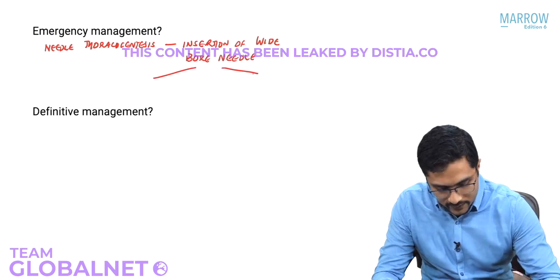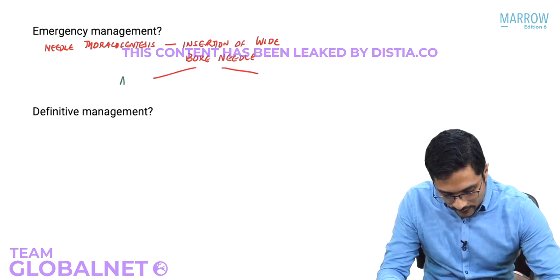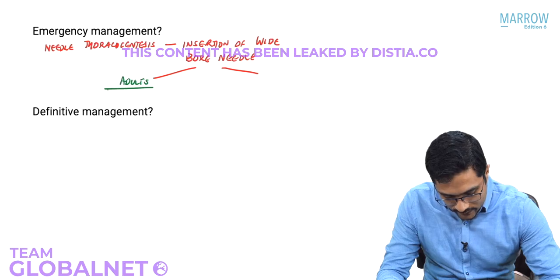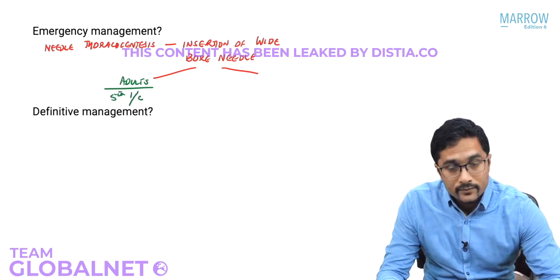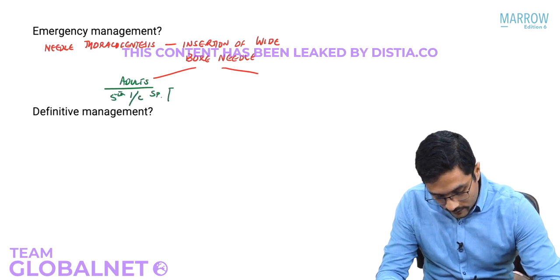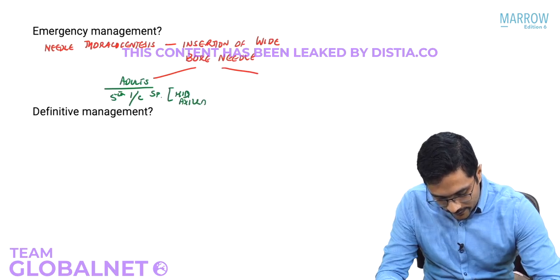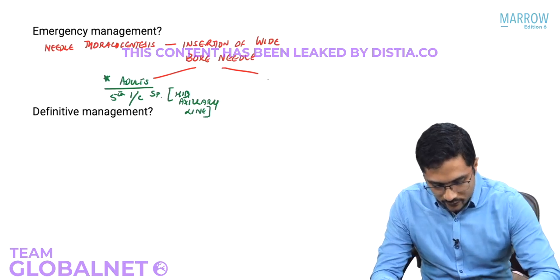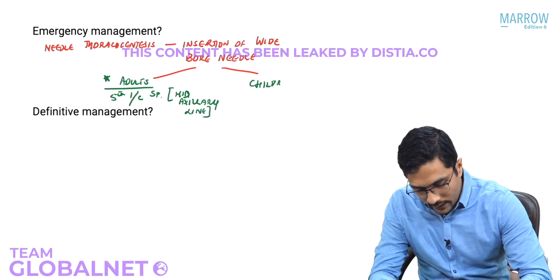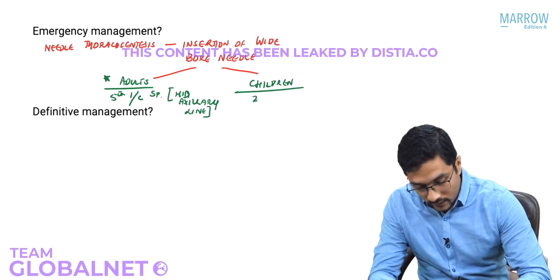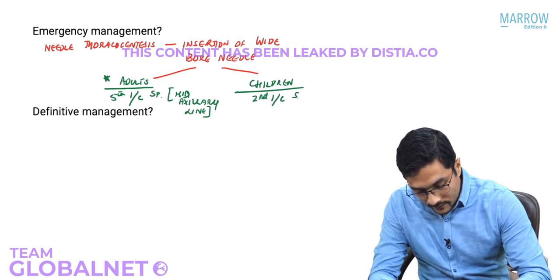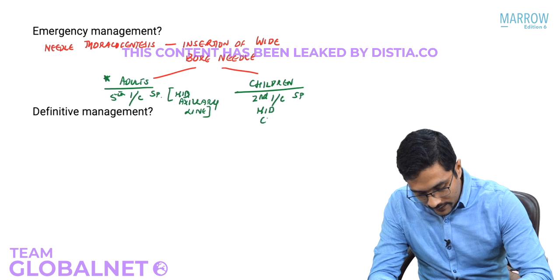So please remember this. This is an update for adults. Now it is the fifth intercostal space, mid-axillary line. That is for adults. Now this is an update. For children, it is the old one only. For children, it is the second intercostal space, mid-clavicular line.